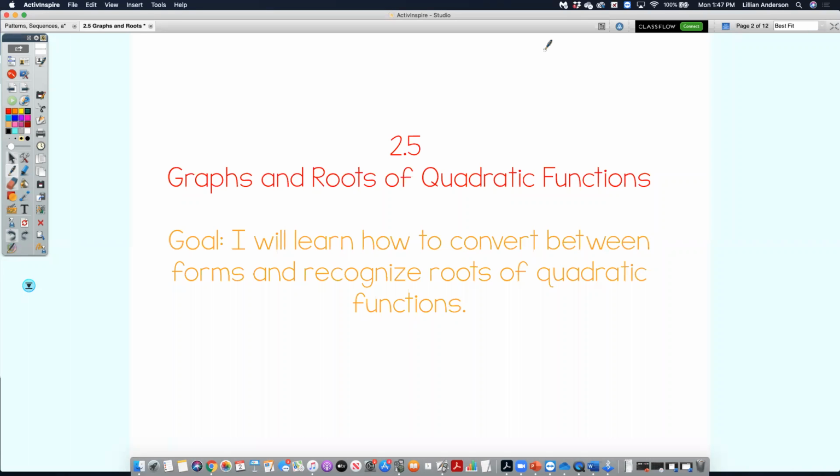So 2.5, graphs and roots of quadratic functions. We are going to be talking about the types of roots that you can have with a quadratic function, how to recognize when you're going to have a certain type, whether it's going to be real, imaginary, 1, 2, or none. And you're also going to learn how to convert between the different forms of a quadratic, because it's not just about standard form when it comes to quadratics. There are other forms as well with quadratic functions.